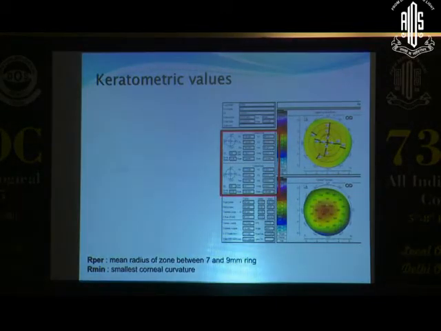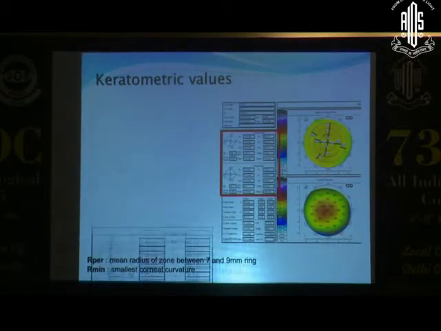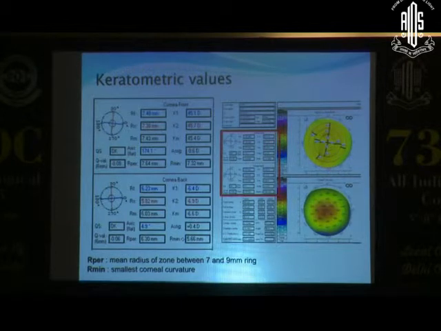So then we go to the keratometric values, and here the keratometric representation of data is a little less complicated compared to the OB-scan. You have the radius of curvature of the front surface, the back surface, the mean radius of curvature, the axis of astigmatism, and then you have two values over here which indicate the radius of the zone between the 7 and 9 mm ring, R per, and R min, which is the smallest corneal curvature.